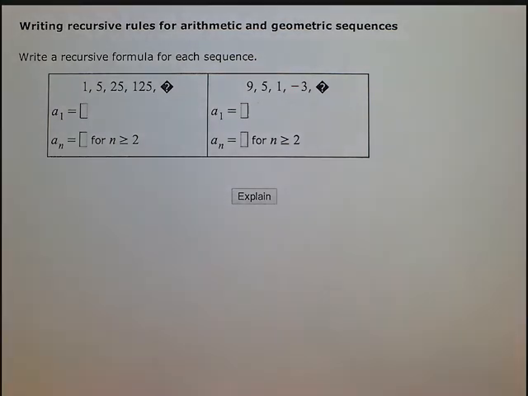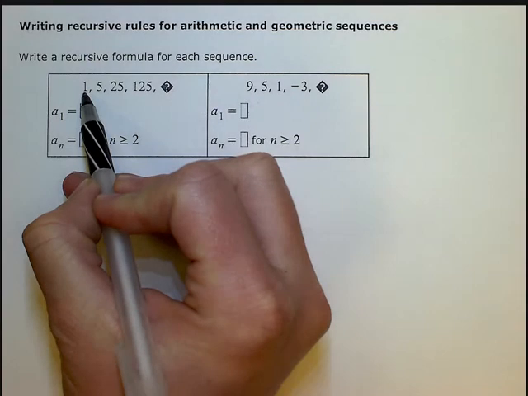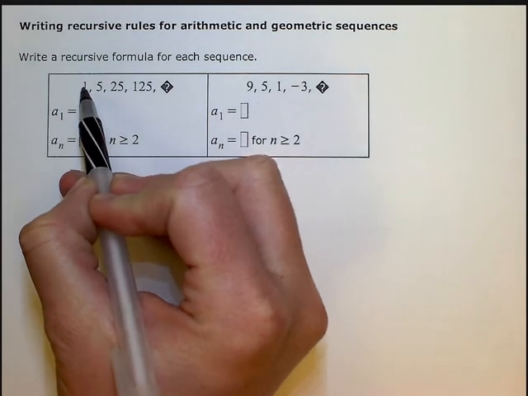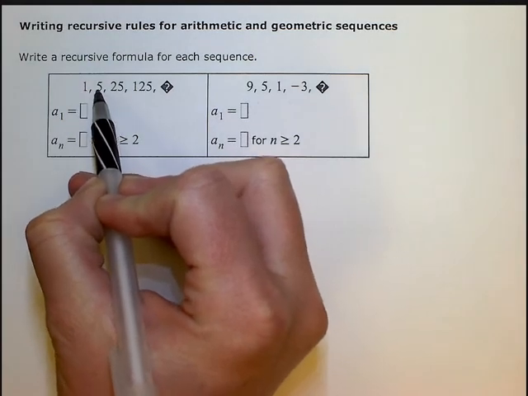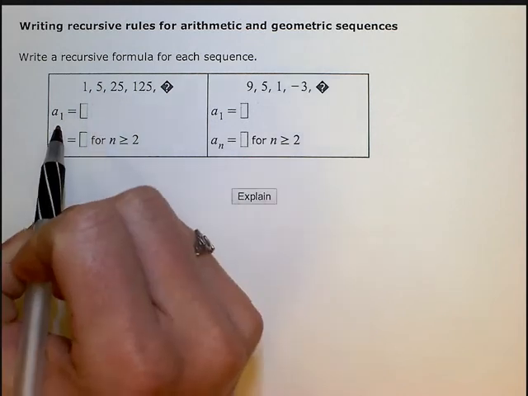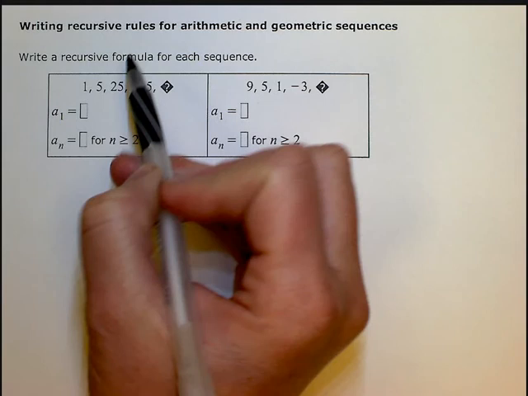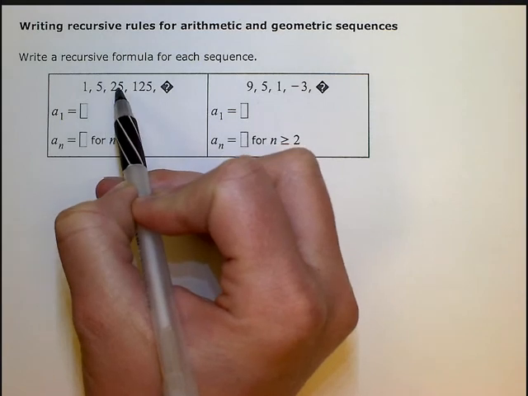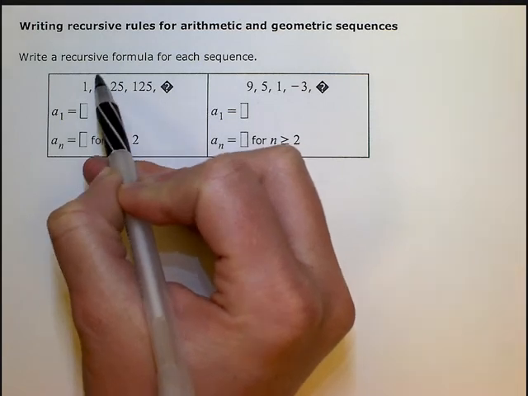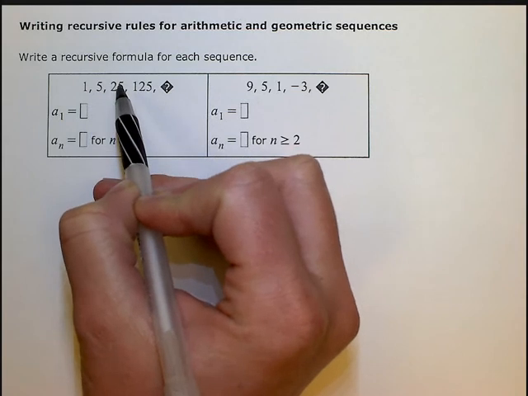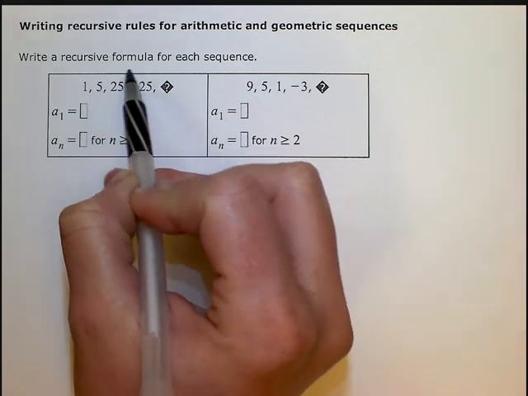So I need to think about how I can get from 1 to 5. I see that I could either add 4 or I could multiply by 5. Now I'm going to see which one of those continues the pattern here. So to get from 5 to 25, I could add 20 or multiply by 5. So I see that I'm multiplying by 5 in each case here.